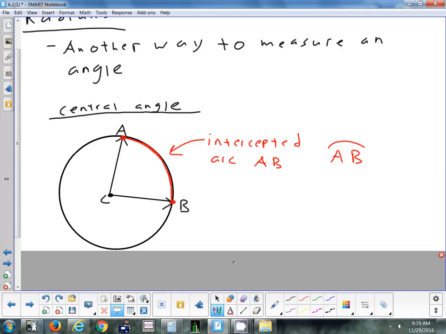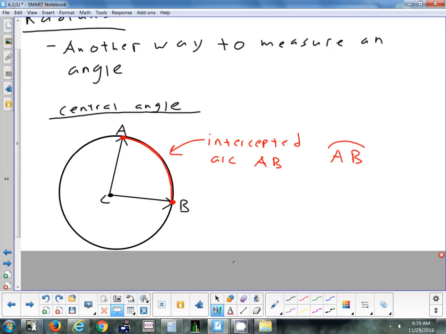Where CA hits the edge of the circle, I just put a dot. And where ray CB hits the edge of the circle, I put another dot. If you connect between those two dots, tracing along the circle, that's called an arc. We read that arc AB. Arcs are not directional, so you could call that arc BA. It's the same thing. I just wanted to draw that picture so everybody can see what an arc is. It's called an intercepted arc because it's where the rays intercept or hit the edge of the circle.